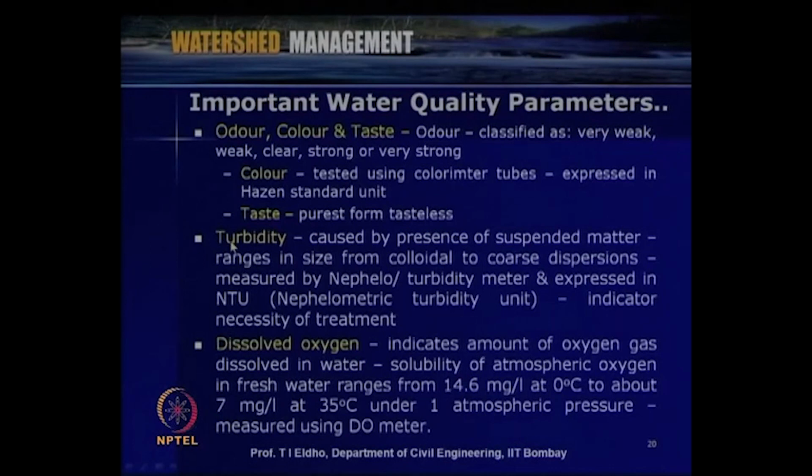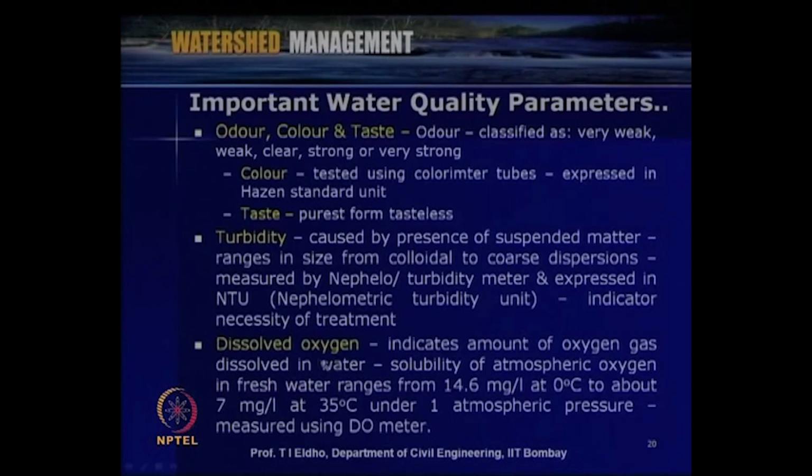Then another important component is turbidity. This turbidity is caused by the presence of suspended matter, and it ranges in size from colloidal to coarse dispersions, measured by a nephelo turbidity meter and expressed in NTU, nephelometric turbidity unit. This indicates whether we have to treat the water, for example, especially when we take water from rivers or lakes for municipal supply. Depending upon the rainfall conditions, the water becomes turbid. So, we have to go for specific types of treatment like settlement or sedimentation or various other processes for that type of water. So, turbidity is an important parameter which we have to assess, especially for drinking water purposes.